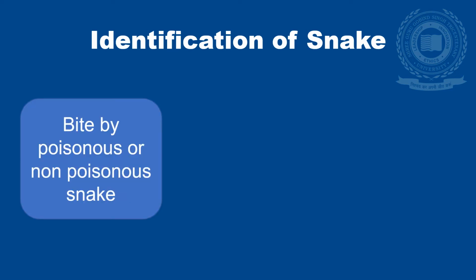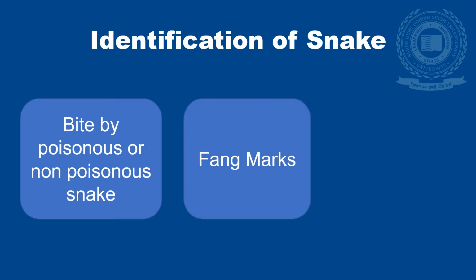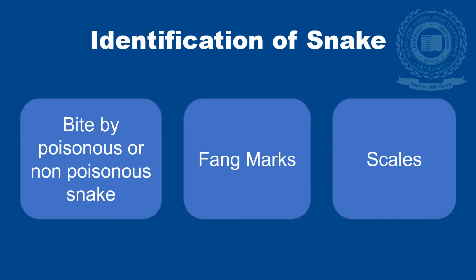To start management of snake bites, we start with identification of the snake. Whether the bite by this snake is poisonous or non-poisonous has to be known first. Then we see the fang marks. Fang marks are bite marks by the poisonous snakes, and they are usually 2 in number, but at times it may be 1 due to side swipe, and it may be multiple also at times due to multiple bites by the same snake. Then we see the scales of the snake.